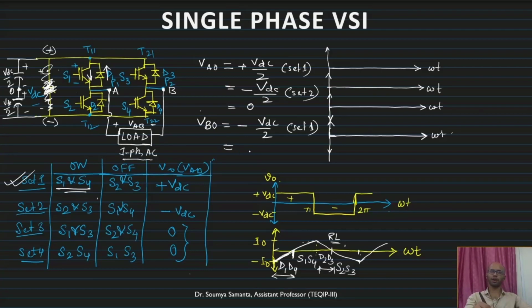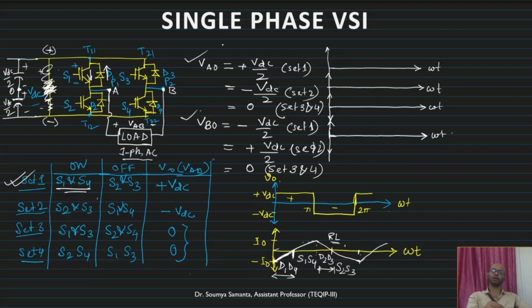Similarly here, we will get plus VDC by 2 for set 2, and this is for set 3 and 4. This is also 0 for set 3 and 4. Now similarly, the way I have analyzed earlier, using the same thing, what will be turned on and turned off, you can find out these pole voltages.